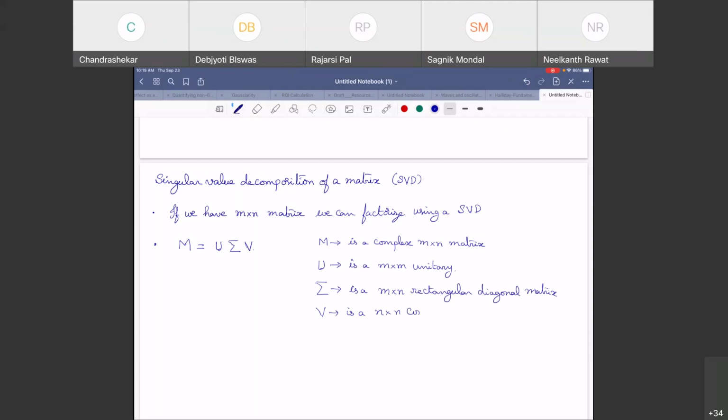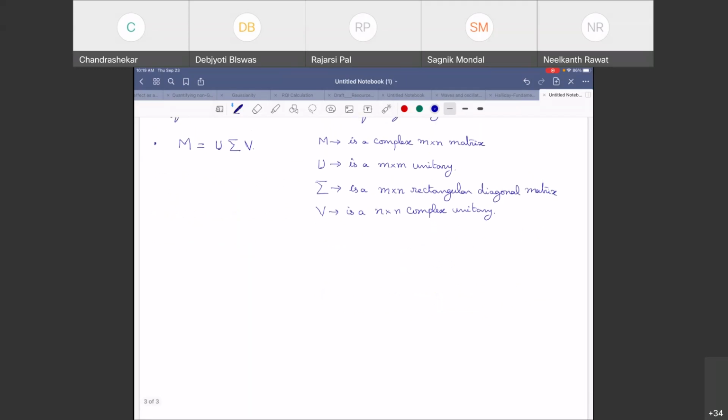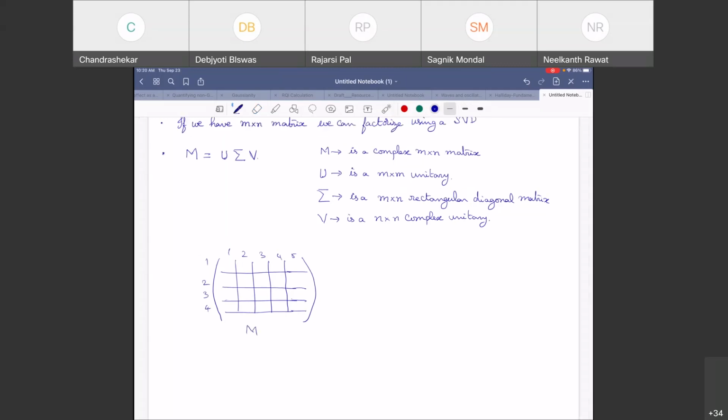Both m and n are complex unitaries. So now to explain this, let's say my matrix here is like this: 1, 2, 2, 3, 4, 5. Let's consider this is the M matrix.